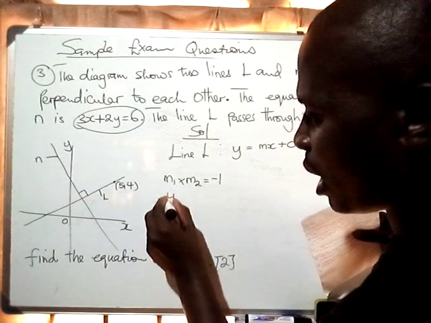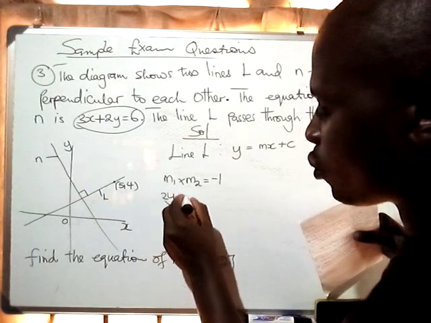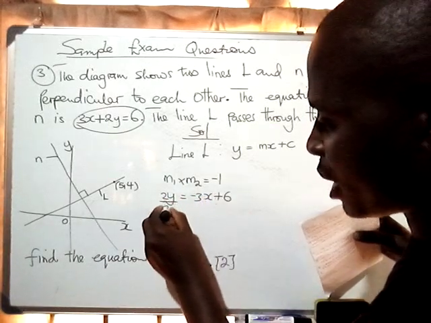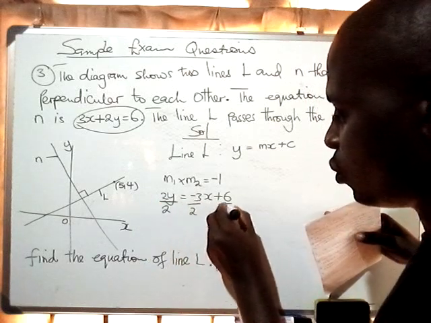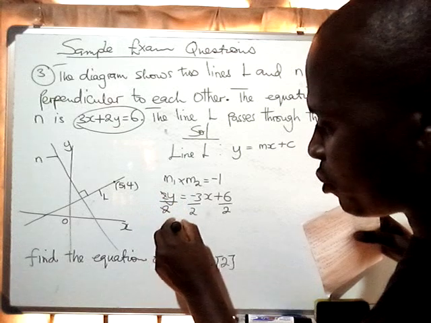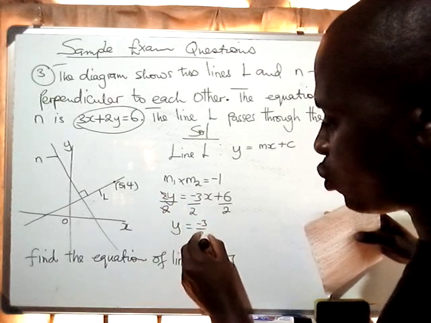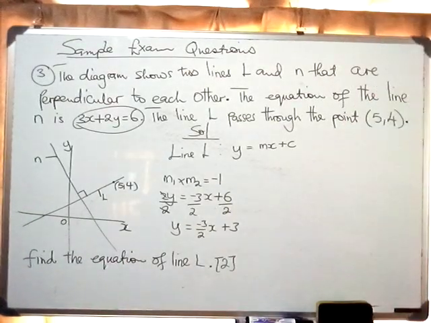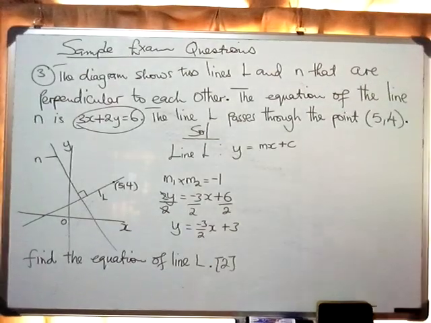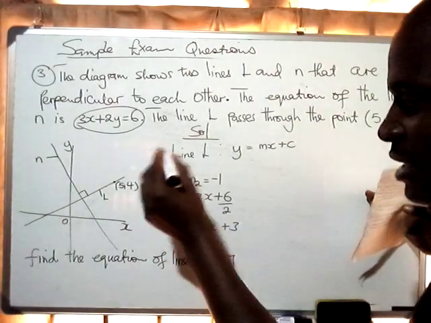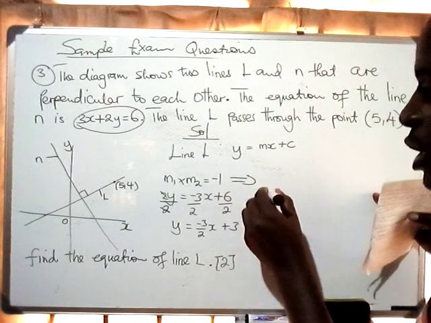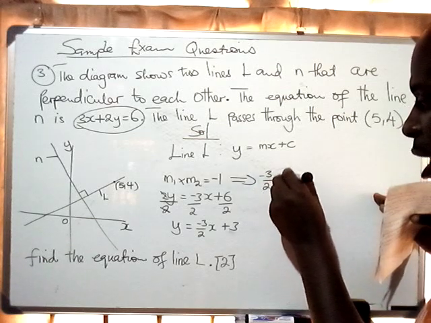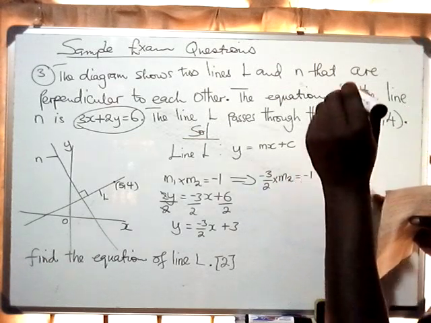How are we going to find the gradient there? We say 2y = -3x + 6. Then we divide both sides by 2. So y = -3/2 x + 3, because 6 divided by 2 is 3. Now, the gradient number 1 is -3/2, so we have -3/2 multiplied by m2 is equal to -1.